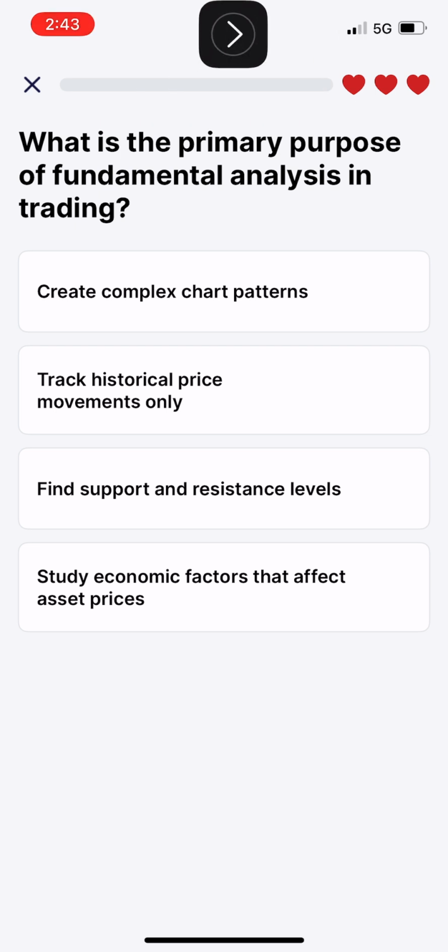What is the primary purpose of fundamental analysis in trading? Create complex chart patterns. Track historical price movements only. Find support and resistance levels. Study economic factors that affect asset prices.